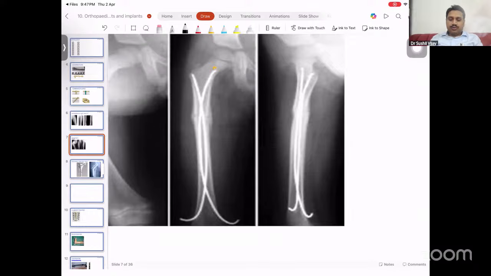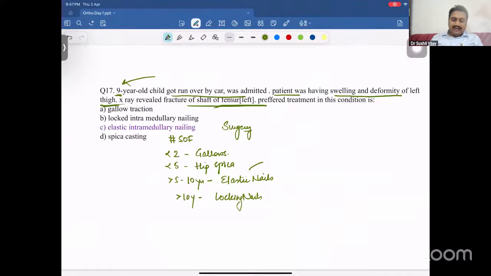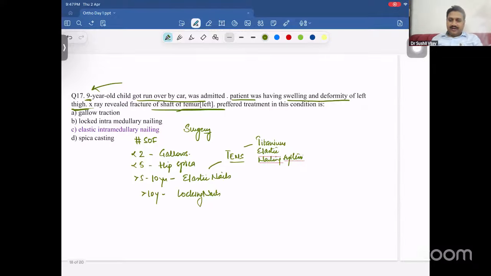So what we do? We use these kind of flexible nails. And what are they called? Elastic nails made up of titanium. And that is why these nails are called titanium nails, TENS, titanium elastic nailing system, right? This is the difference in the locking nail and the TENS nail. So it is titanium elastic nailing system. Okay, did you understand the difference between the two? AIIMS E3T, right? Okay, I hope it is fine.